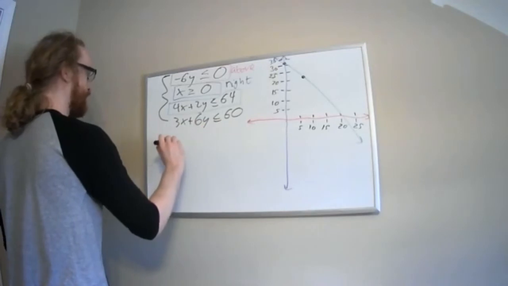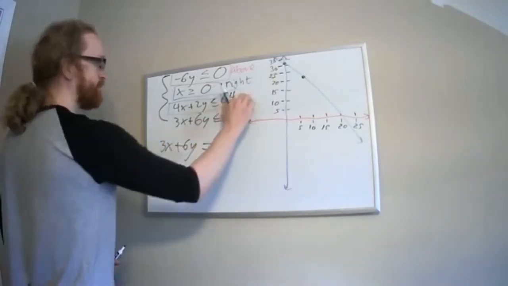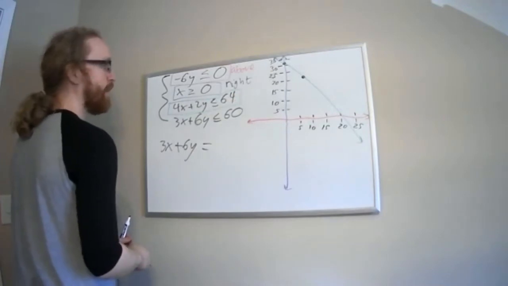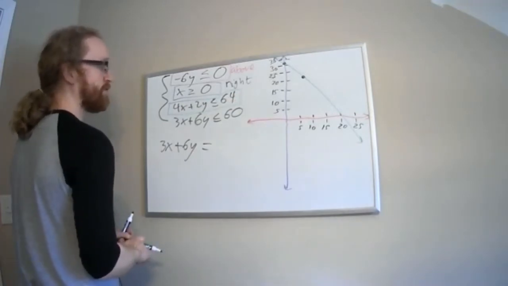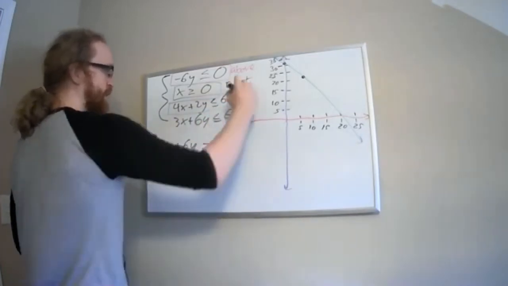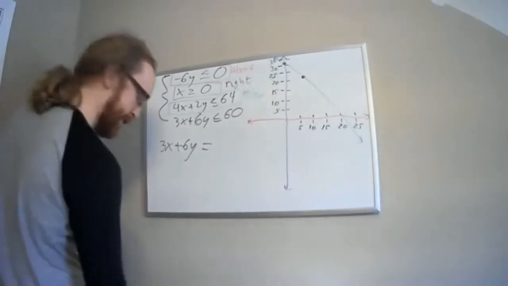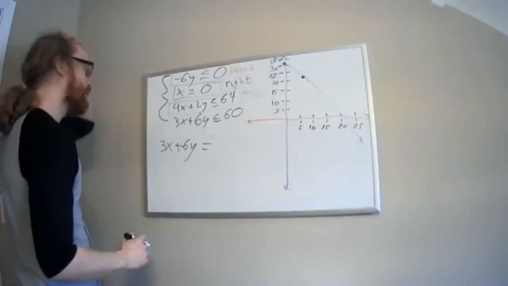So that's 3x plus 6y. Oh, and I forgot to mention on this one, where are we shading on this one? If we were to test a point, I'll leave this to you guys to check. Test a point for this line. You should find that we're going to shade underneath or below that green line. I should point that out. So we're going to shade underneath the green line.